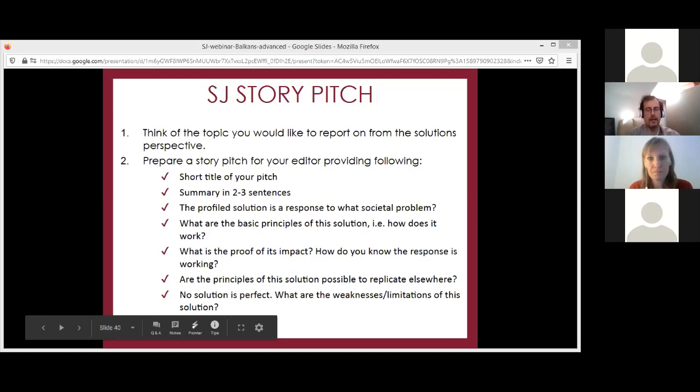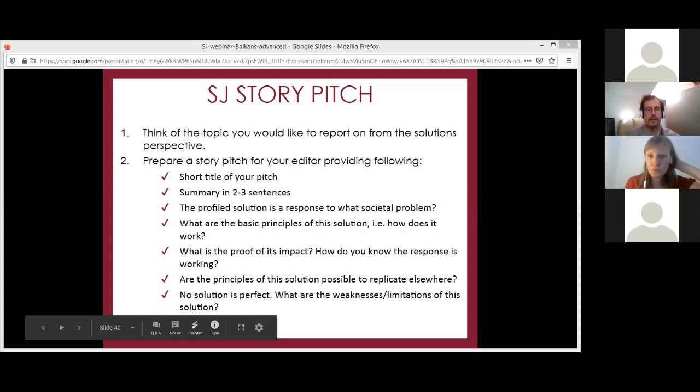Again, the idea is not you proposing your own solution, but looking at a solution that's working somewhere else. But you can definitely start with the idea that this is a best practice somewhere else. It could potentially work in our society, but these are the limitations. So, Lucy, do you want to add anything to that?